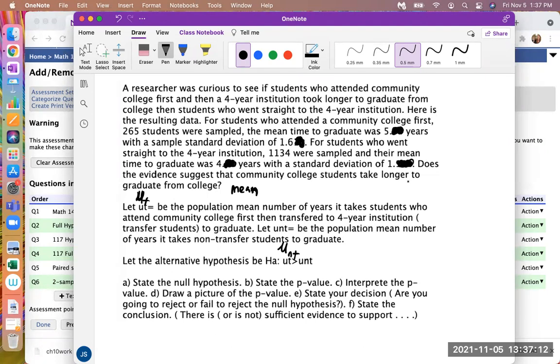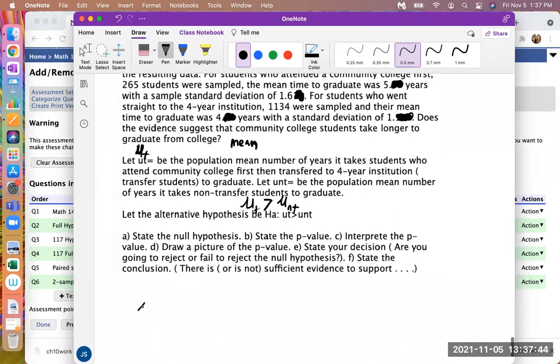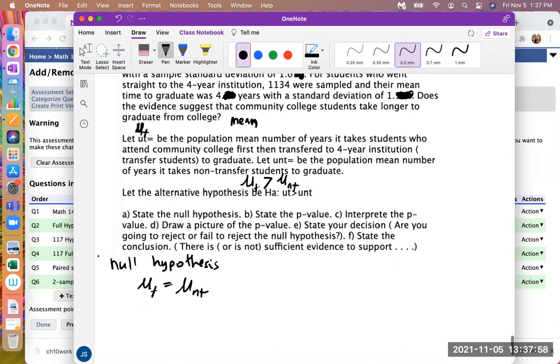Okay, so then it says, does the evidence suggest that the community college takes longer? Well, if the community college takes longer, that would mean that the transfer student mean time to graduate would be a lot bigger than the non-transfer student. So that's definitely what we want here: the mean of the transfer student is bigger than the mean of the non-transfer student. So this is the alternative hypothesis that I already kind of stated here. Now we need to state the null hypothesis. Well, the null hypothesis in these tests is always just equals, the same expressions that we saw in the alternative hypothesis, but just equals. That's our null hypothesis. Okay, so that's part A.